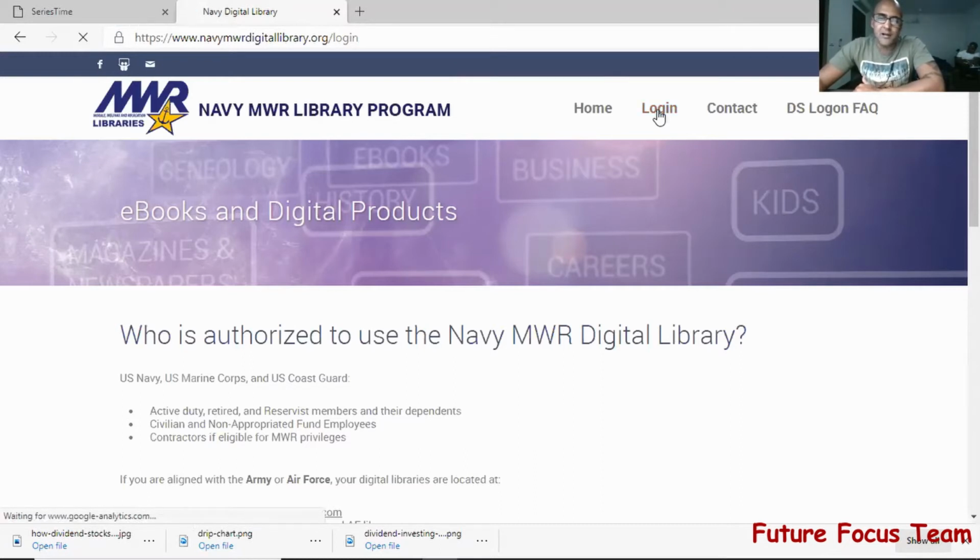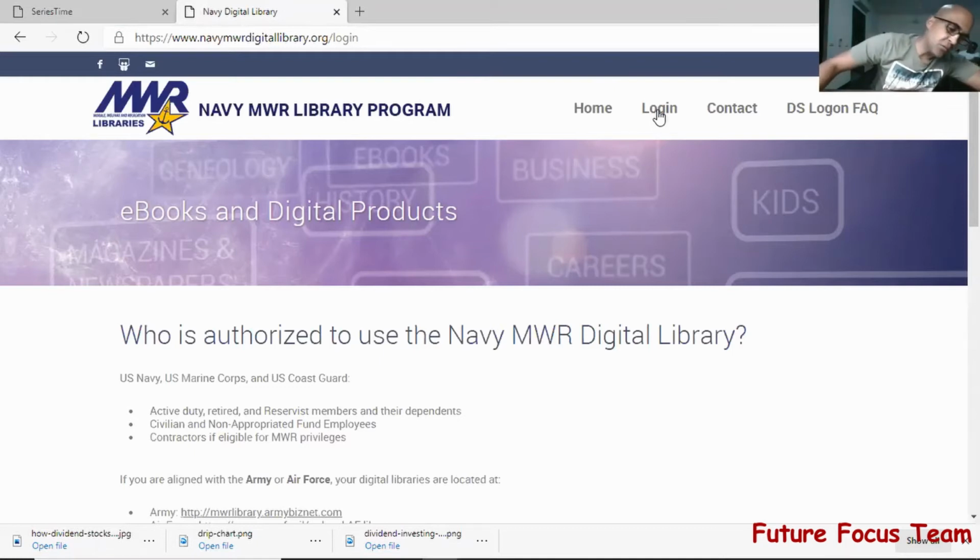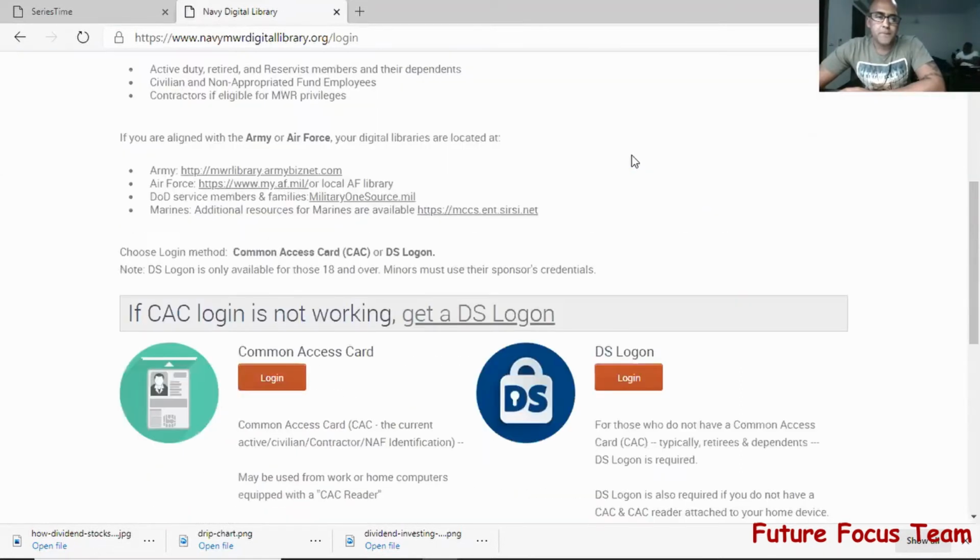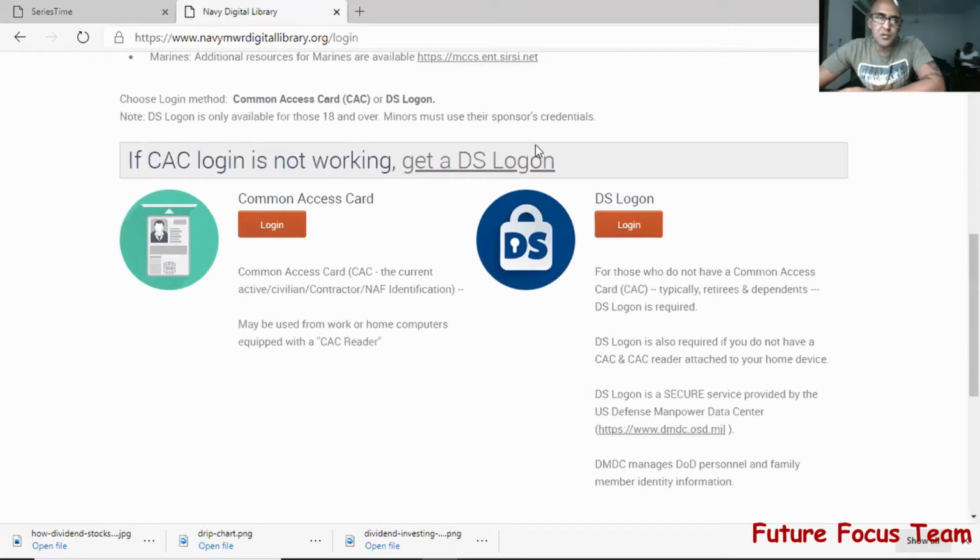So you click on login. I'm going to unplug this real quick. You're going to need to have a CAT card reader and also your military ID in order to log on to this and create an account. So I pulled it out, so it's going to stop. But once you log in, you can come down here, common access card, log in.